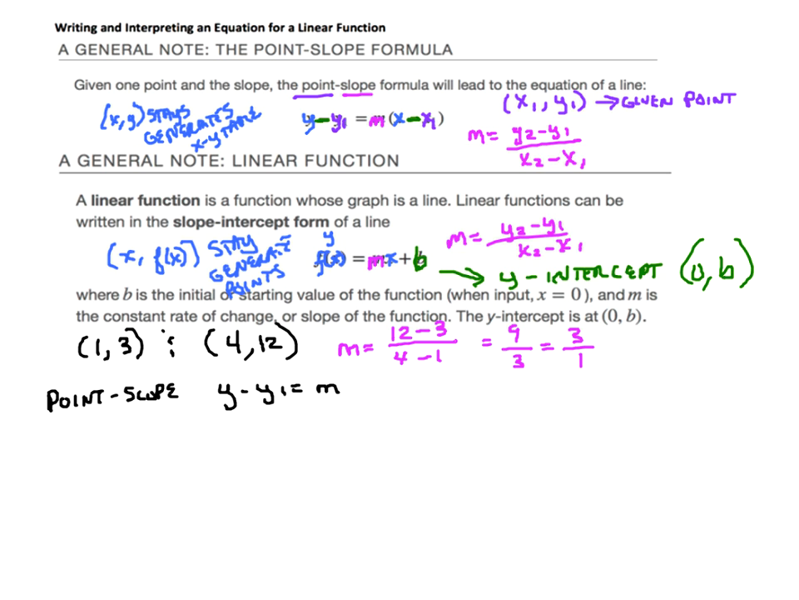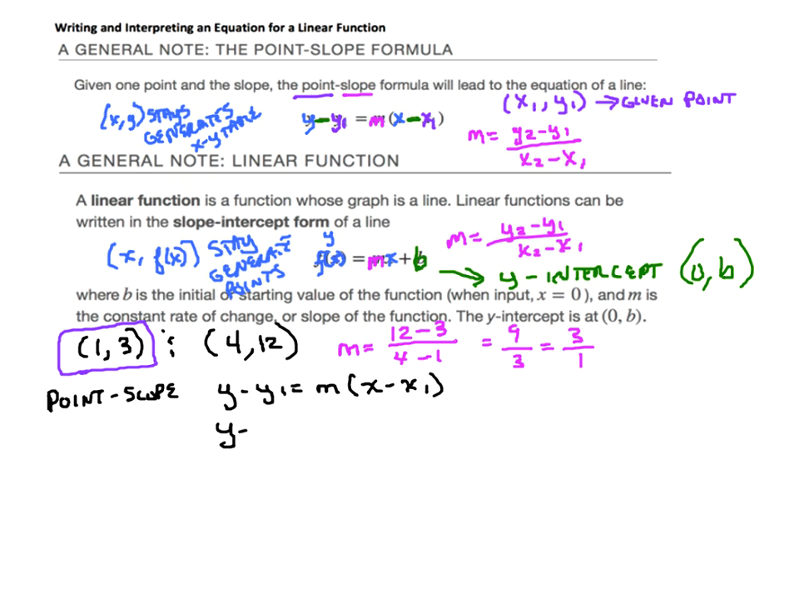So point slope is y minus y1 equals m times x minus x1, and x1, y1 is a given point. I can choose either point to work with. It doesn't matter. I'll choose the smaller values just to keep it a little easier to manage.